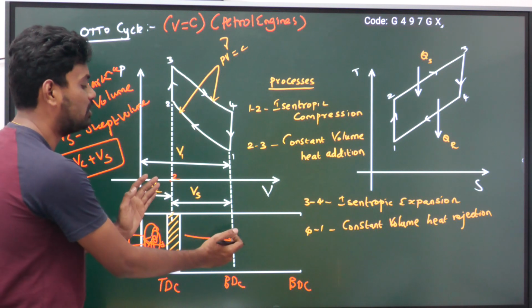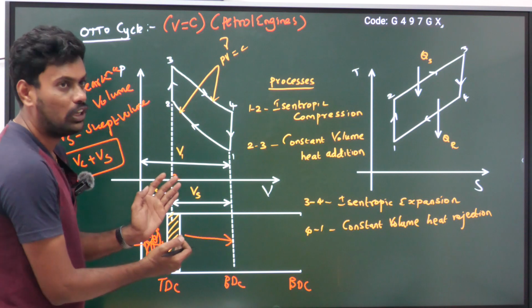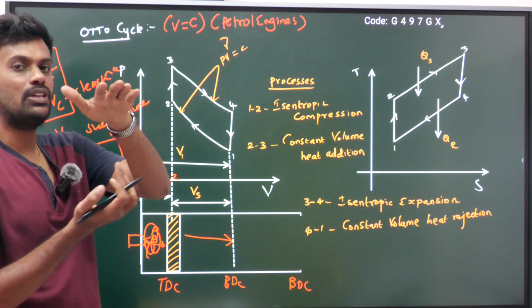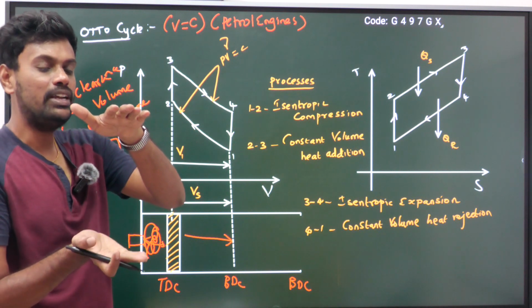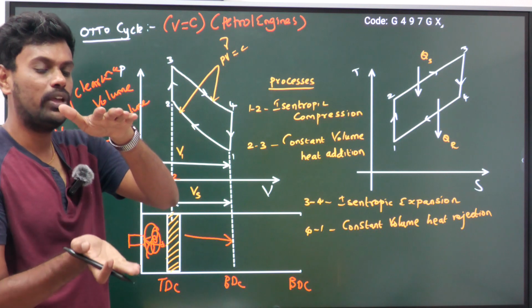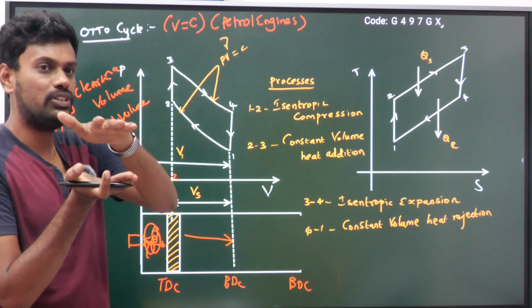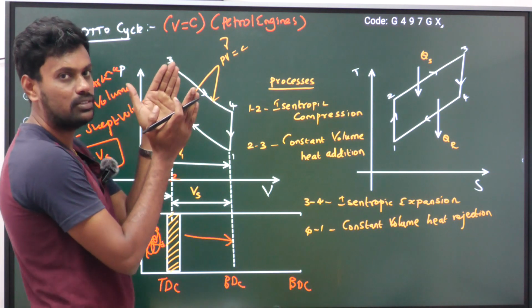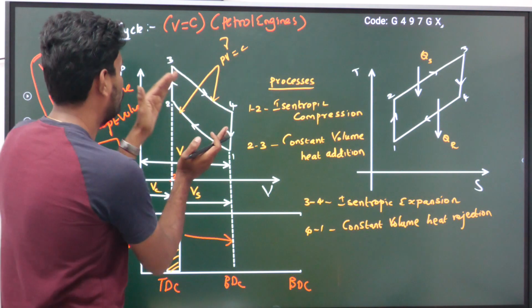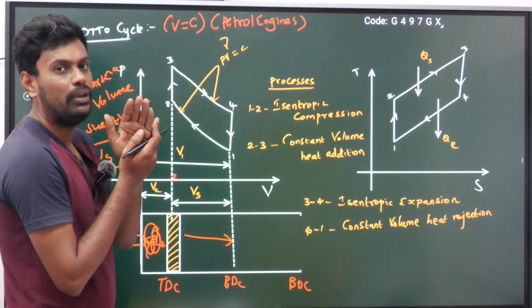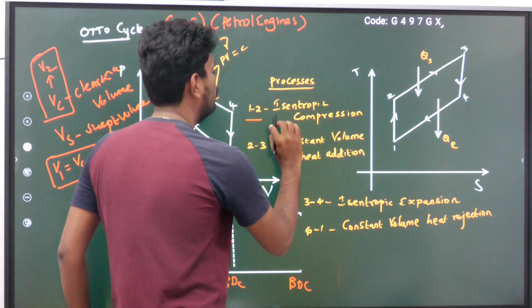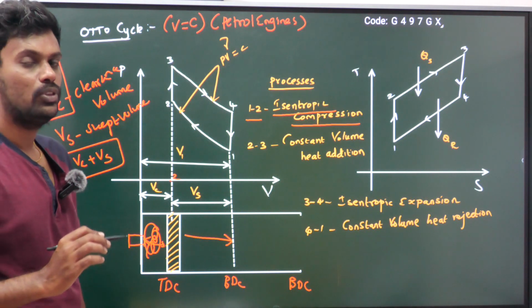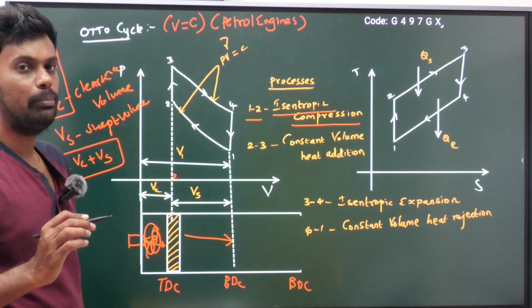After that, the piston will move again from bottom dead center to top dead center. Already this whole volume is occupied by the fuel and air, so when it moves from BDC to TDC, it is just compressing the air-fuel mixture. When it is compressing, the volume is decreasing. Anything you compress, the volume will decrease. So this is the process of isentropic compression. Process 1 to 2 is isentropic compression, where the piston compresses the air and fuel mixture isentropically.